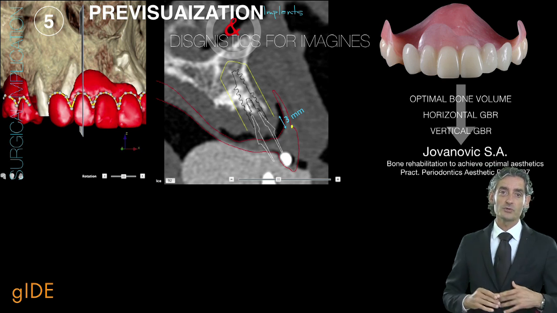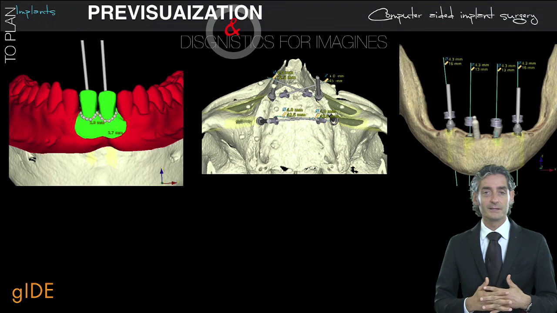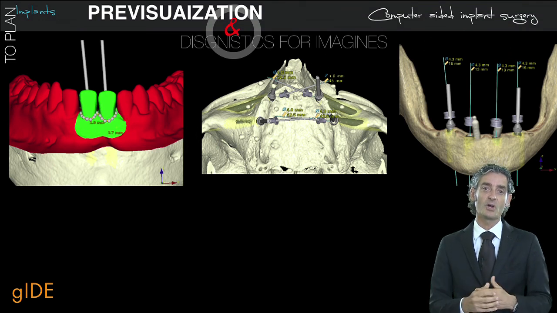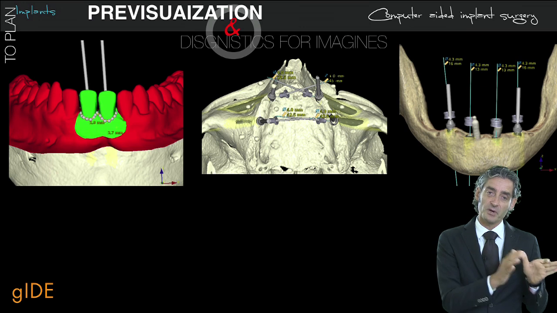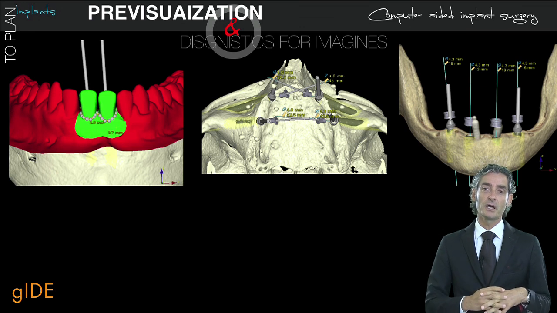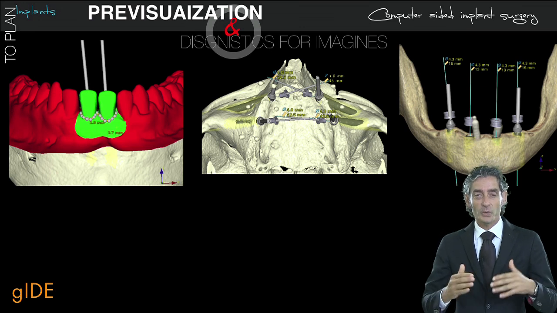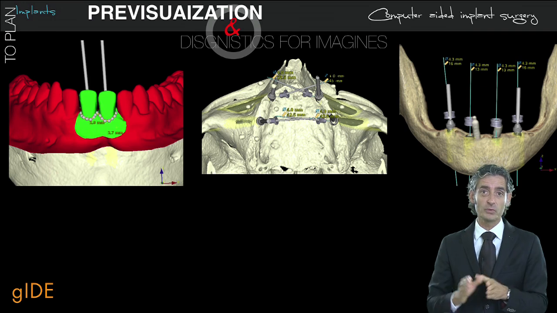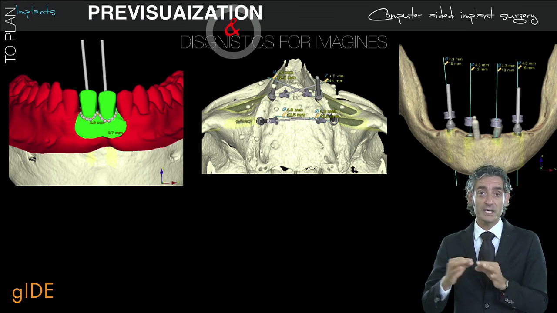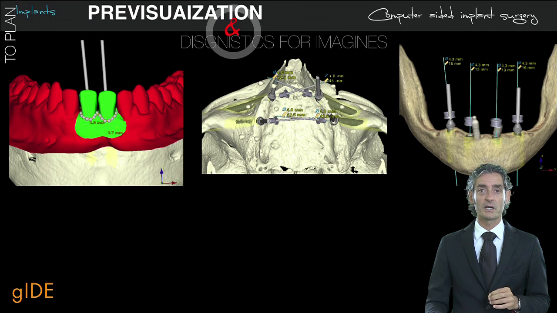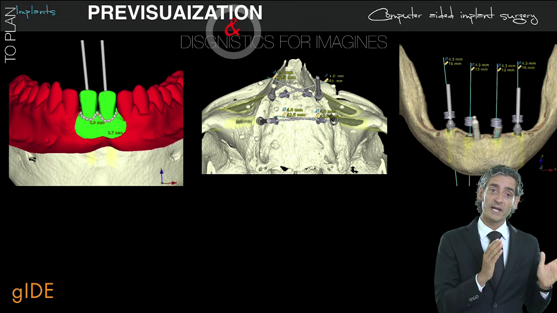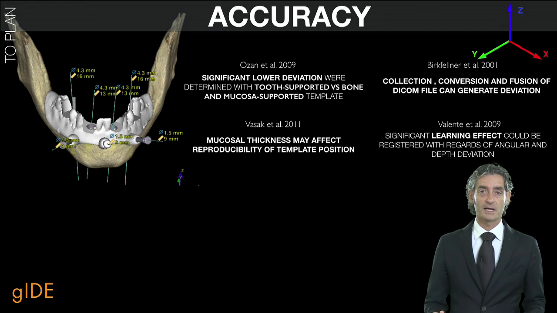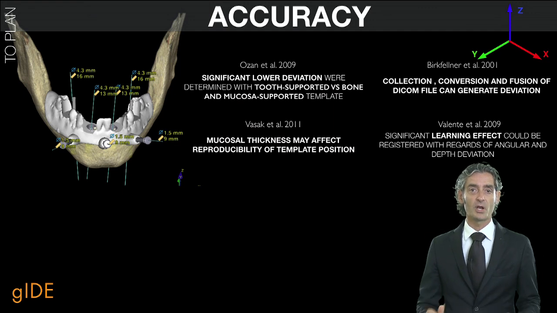And through the use of this digital approach and planning of our treatment plan, starting from the previsualization, we can start right now to plan, because we have the target inside the software, and on implant, we can start to plan the position of our implant. And then we can go also for the guided surgery. So right now we would like to speak about accuracy of this kind of technology.